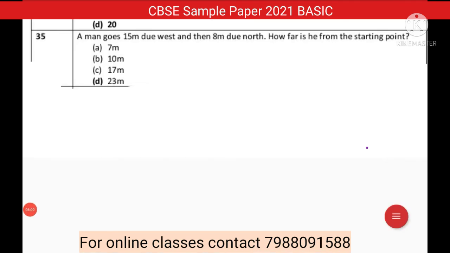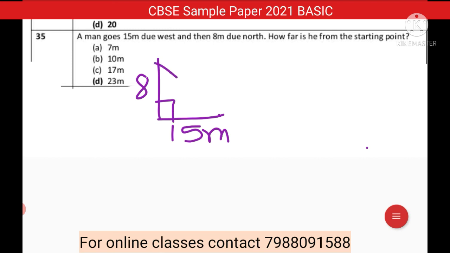In question number 35, they say a man goes 15 meter due west. So this is west, 15 meter due west, and from here 8 meter due north. So from here only it goes 8 meter due north, and clearly this is a right angle, and we have to find out the distance from the starting point. So we need to find out the distance AC, right?